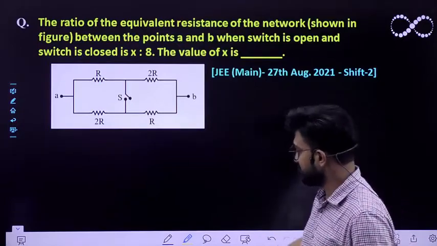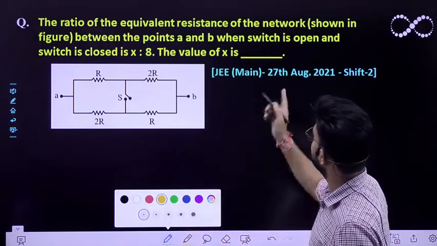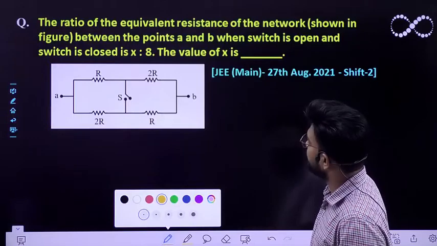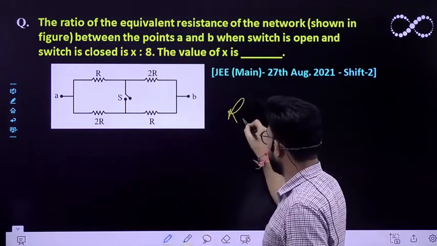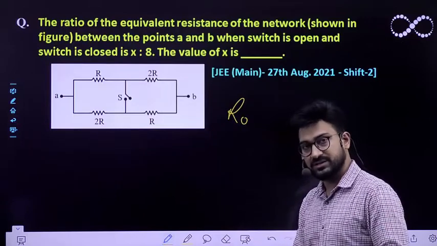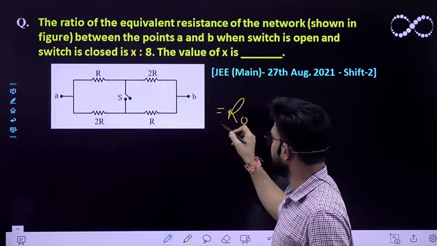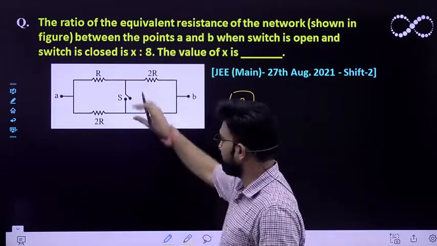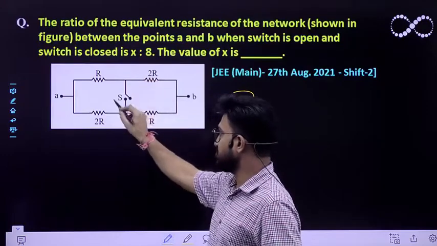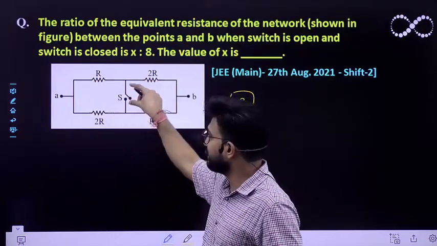So first of all, we'll be finding the equivalent resistance when the network in which the switch is open. So let this R_O be the equivalent resistance when switch is open between A and B. And if this switch is open, no current will flow through the middle path.